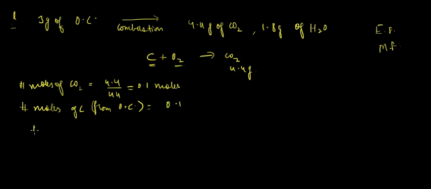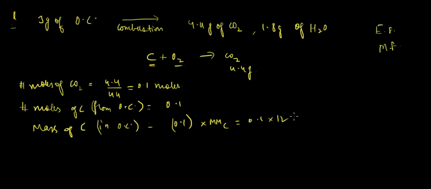Hence mass of carbon atom in the organic compound would be 0.1 into molar mass of carbon atom, which is 0.1 into 12, which is 1.2 grams. Okay, next we have been given that 1.8 grams of H2O is also produced. So H2O would be produced from H2 plus half O2 giving H2O. Okay, this is 1.8 grams.